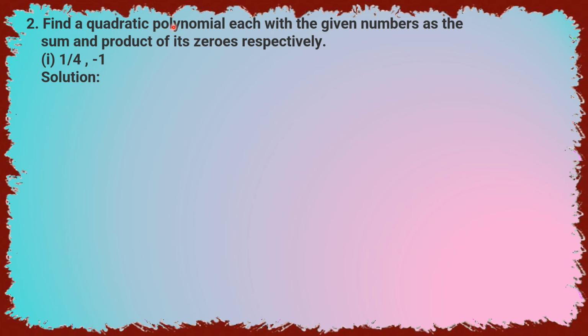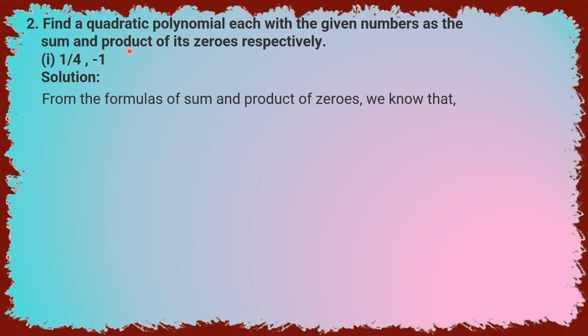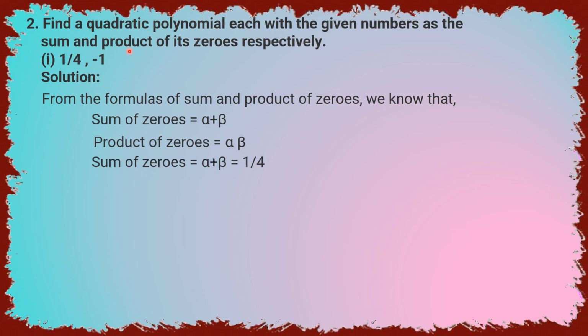Find the quadratic polynomial each with the given numbers as the sum and product of its zeros respectively. So what is 1 by 4 here? Sum of the roots, and minus 1 is the product. So we know that sum of the zeros is alpha plus beta and product is alpha beta. Here sum is given as 1 by 4. That is alpha plus beta is equal to 1 by 4. Alpha beta is equal to minus 1.